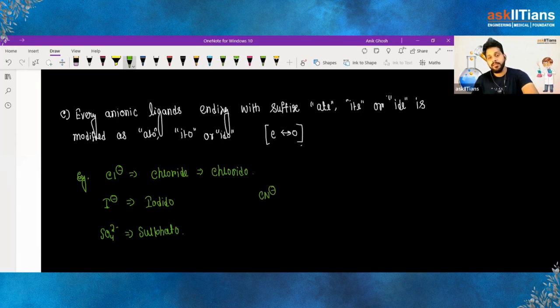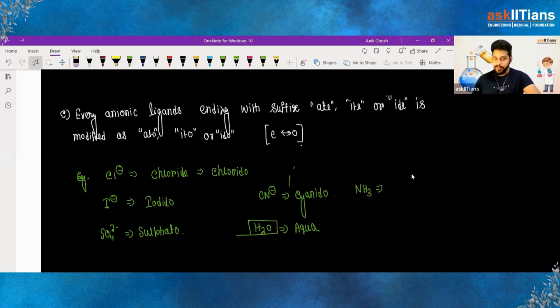CN minus. Anionic ligand. Cyanido. Water. What do we call it? Watero? No. Water, we call it aqua. Okay, so from aqua, it's going to be called aquo? Right? Wrong. Why wrong? Because it is not an anionic ligand, guys. It's a neutral ligand, right? So we call it aqua. No change in name. Aqua.